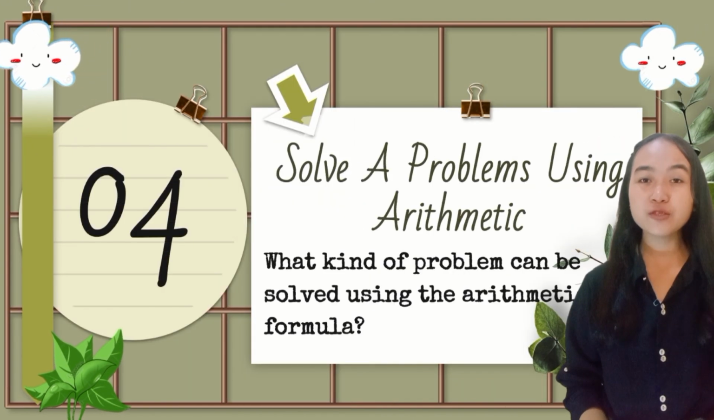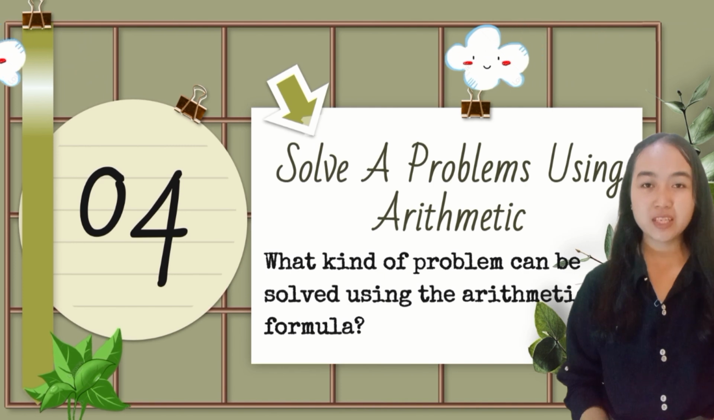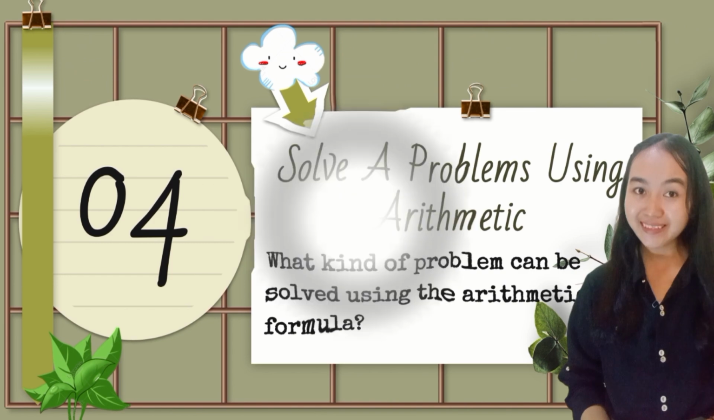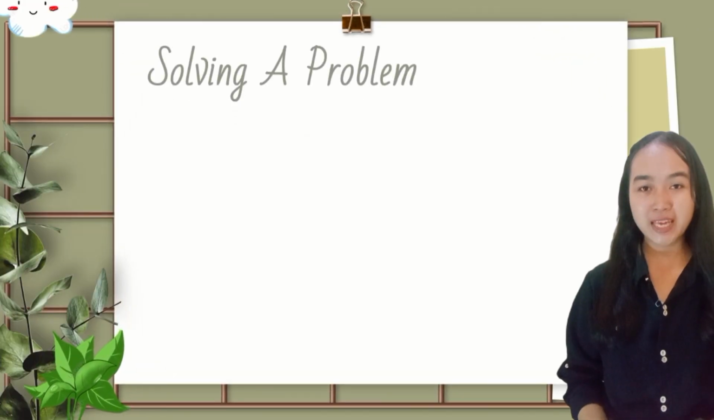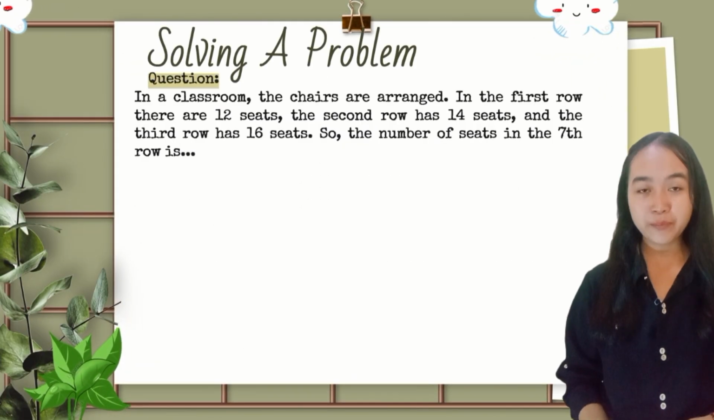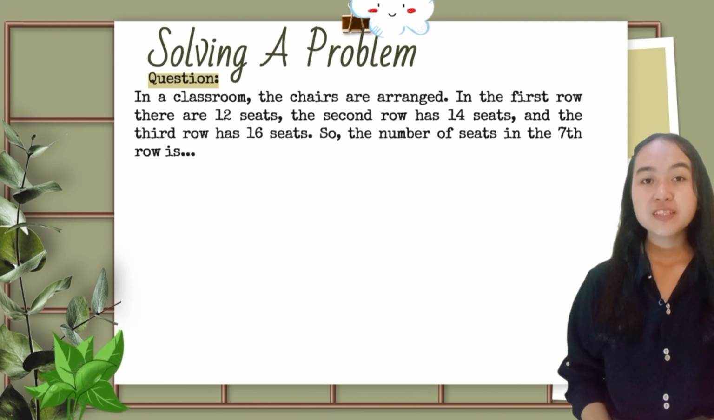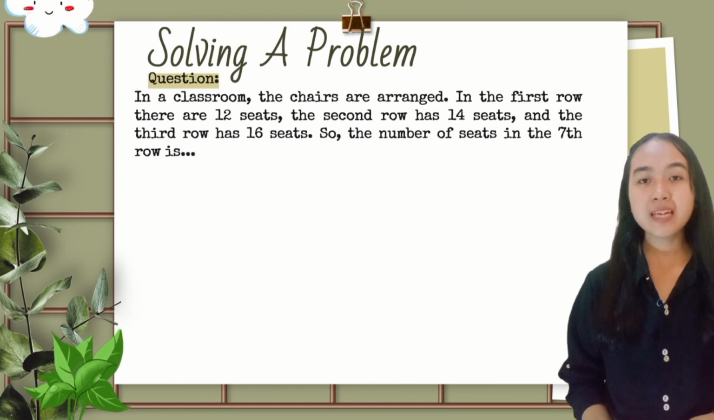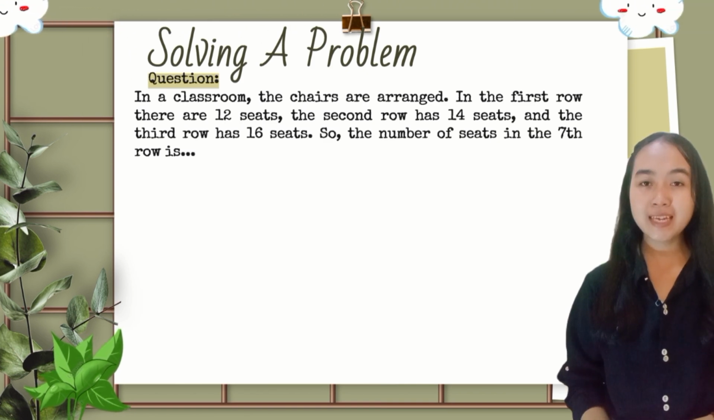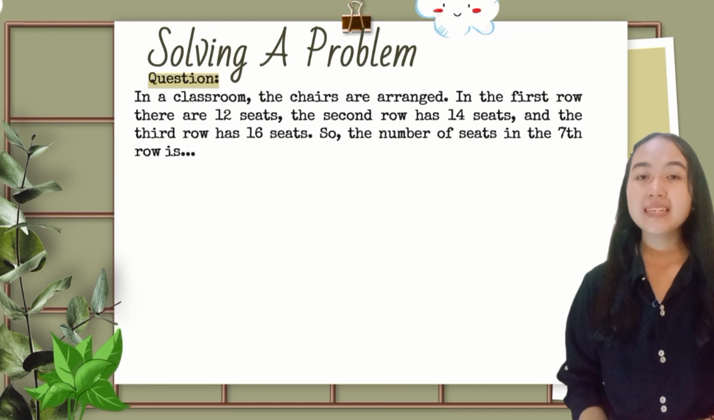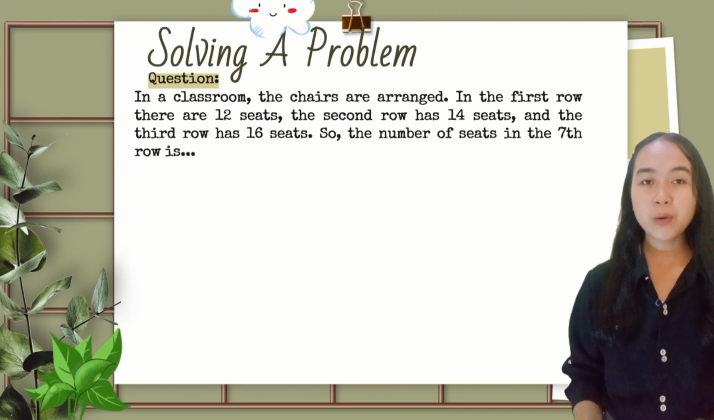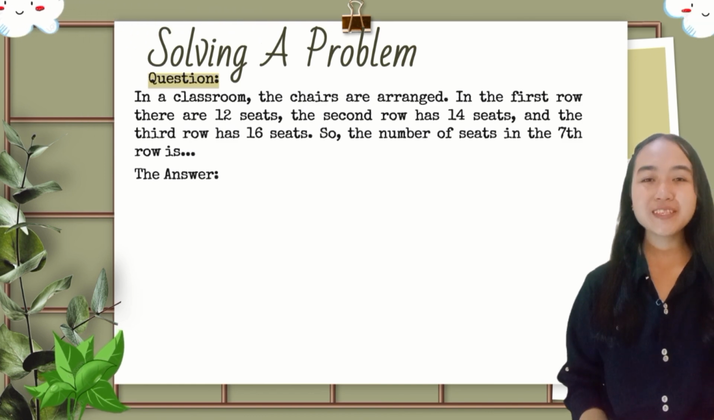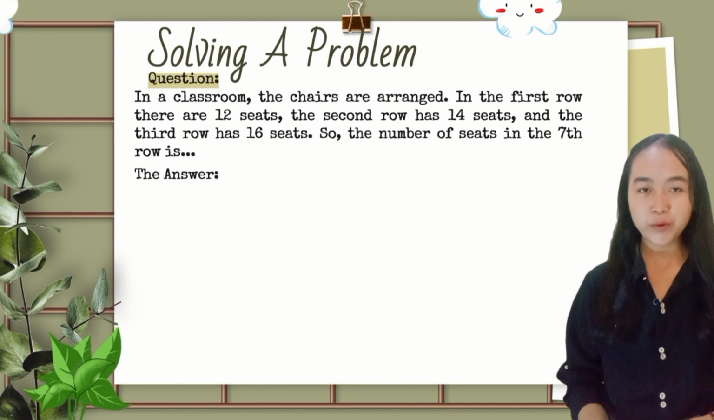Next, we will learn how to solve problems using arithmetic sequences. What kind of problem can be solved using the arithmetic formula? Let's see an example of this. As you can see, there is a problem. In a classroom, chairs are arranged so that the first row has 12 seats, the second row has 14 seats, and the third row has 16 seats. So the number of seats in the 7th row is? To answer this problem, we can use the arithmetic formula.